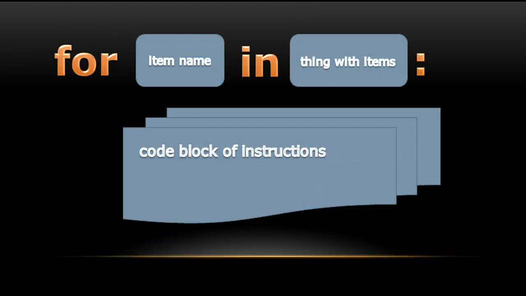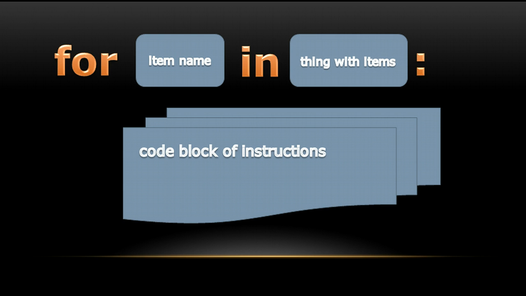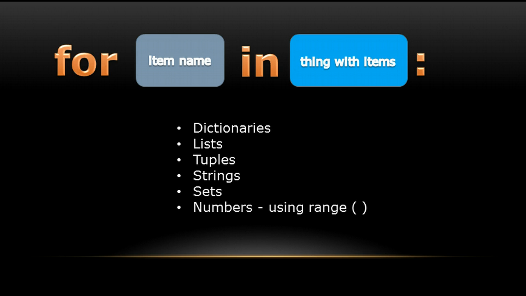The syntax for for loops is simple. For, item name, in, thing with items, colon, code block of instructions, which basically means do these things. Things with items can be anything that can be iterated through. Things like dictionaries, lists, tuples, strings, sets, and numbers using the range function. Iterate means to do something again.